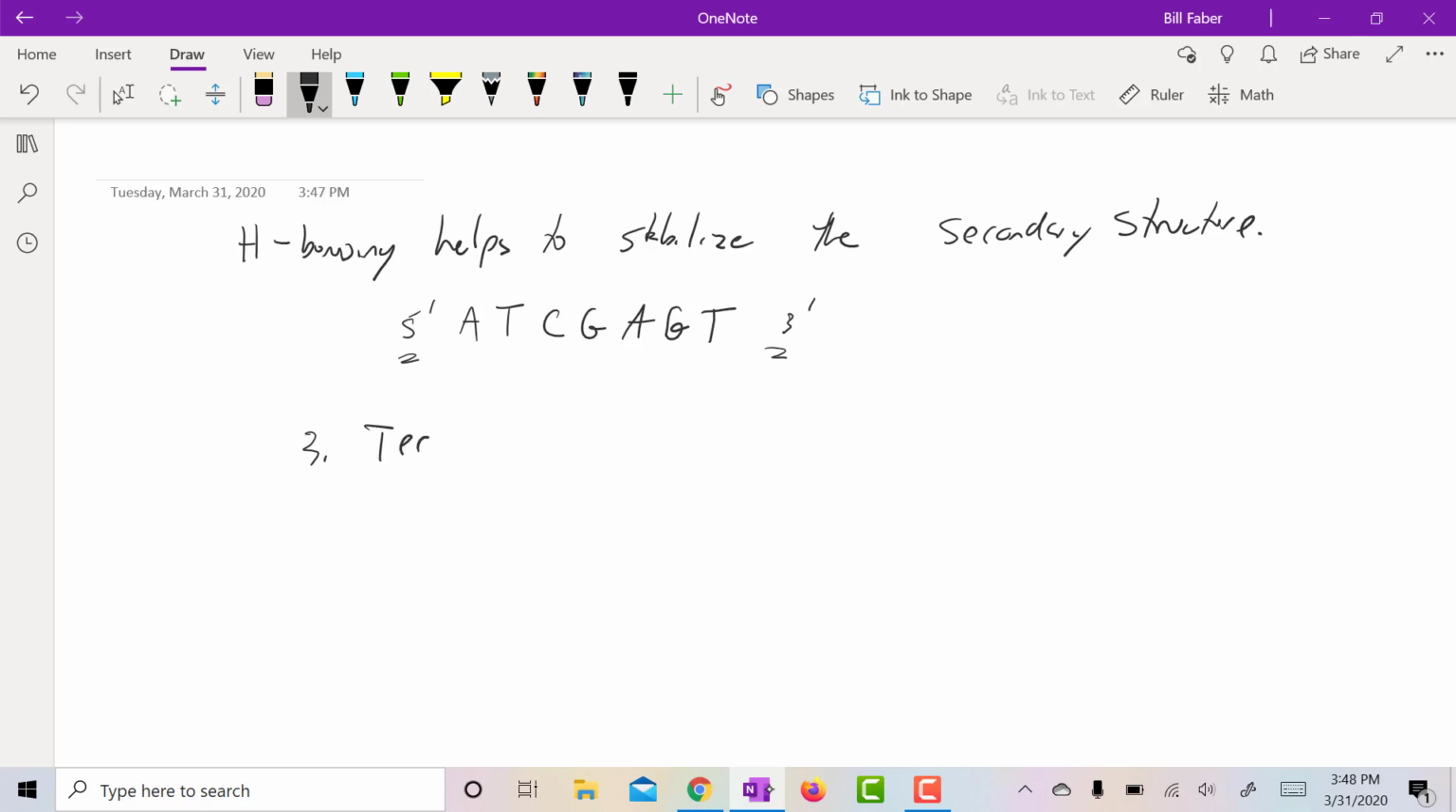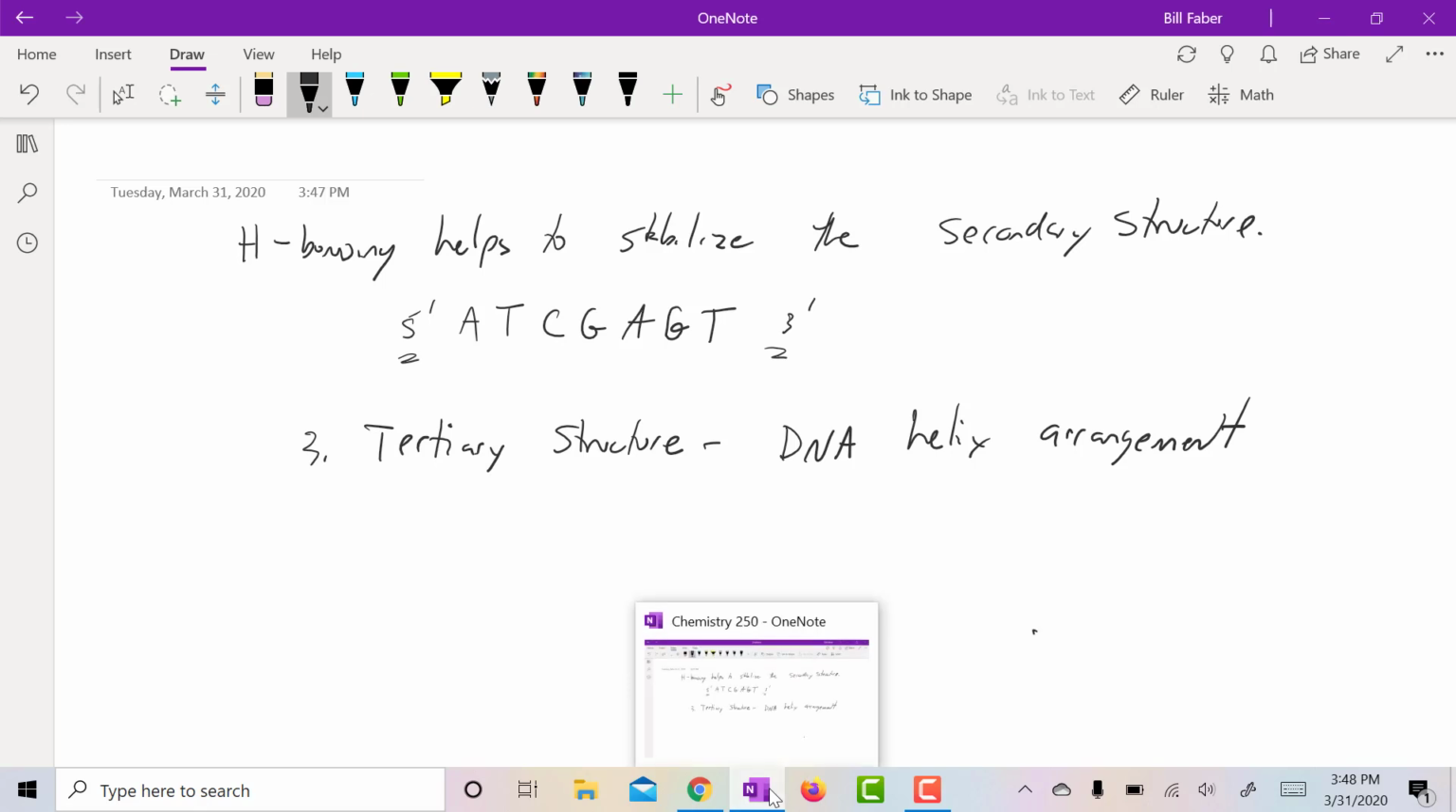The next one is tertiary. And tertiary structure is basically the DNA helix arrangement. And you might say, well, there is a DNA helix. Well, there is. There are multiple forms of this tertiary structure that exist. And I'm going to talk about 3 that I want you to know. But the most common is the helix, and there's a couple different. And right when you see them, you'll understand what's going on.